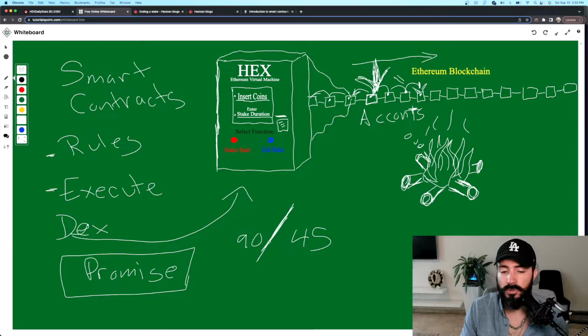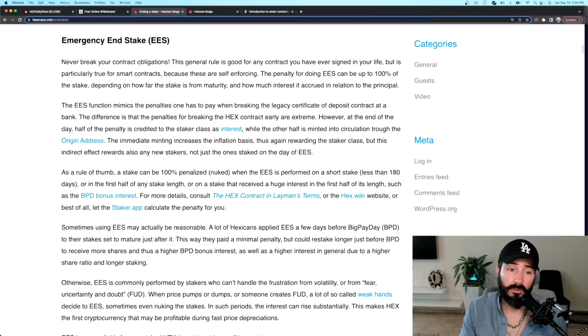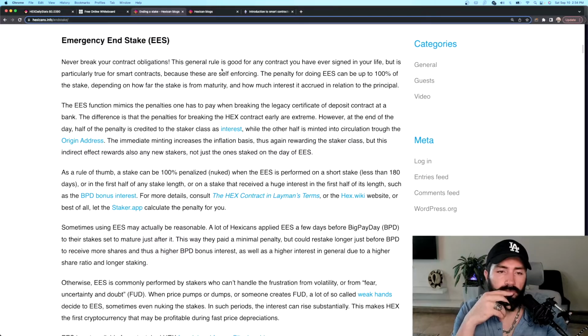So according to our agreement, you're going to get penalized. This is when we get to penalties. Never break your contract obligations. The general rule is good for any contract you have ever signed in your life, but it's particularly true for smart contracts because these are self-enforcing. The penalty for doing an emergency end stake can be up to 100% of the stake, depending on how far the stake is from maturity and how much interest is accrued in relation to the principal.